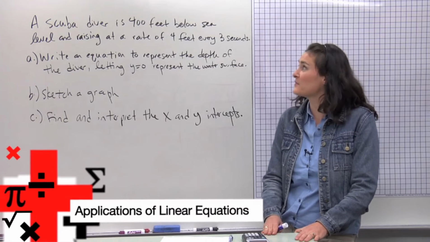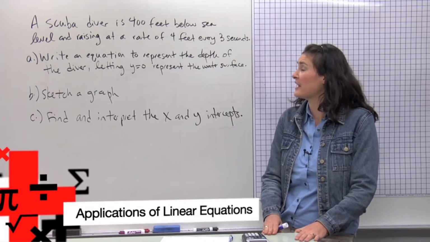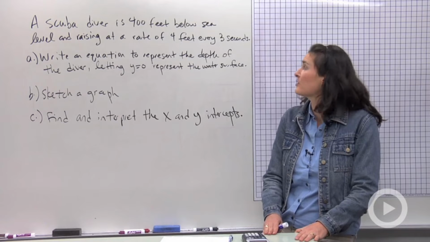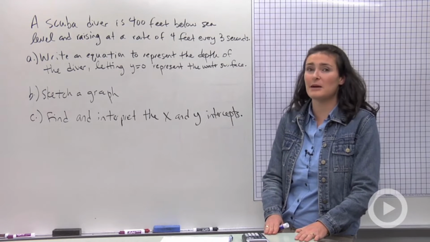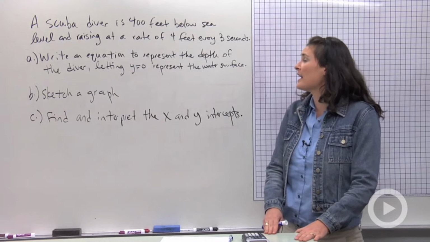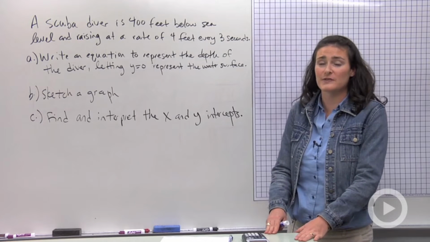A scuba diver is 400 feet below sea level and rising at a rate of 4 feet every 3 seconds. First thing we have to do is write an equation to represent the depth of the diver, letting y equals 0 represent the water surface.